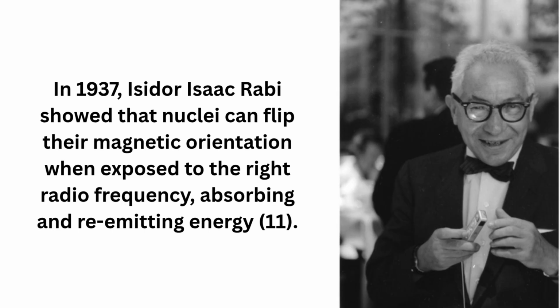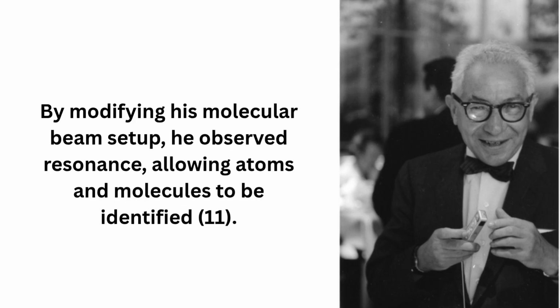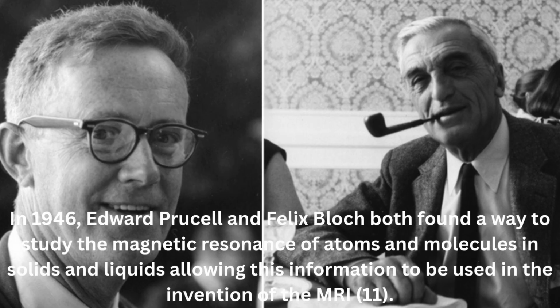In 1937, Isidore Isaac Rabi showed that nuclei can flip their magnetic orientation when exposed to the right radio frequency, absorbing and re-emitting energy. By modifying his molecular beam setup, he observed resonance, allowing atoms and molecules to be identified. In 1946, Edward Purcell and Felix Bloch both found a way to study the magnetic resonance of atoms and molecules in solids and liquids, allowing this information to be used in the invention of the MRI.